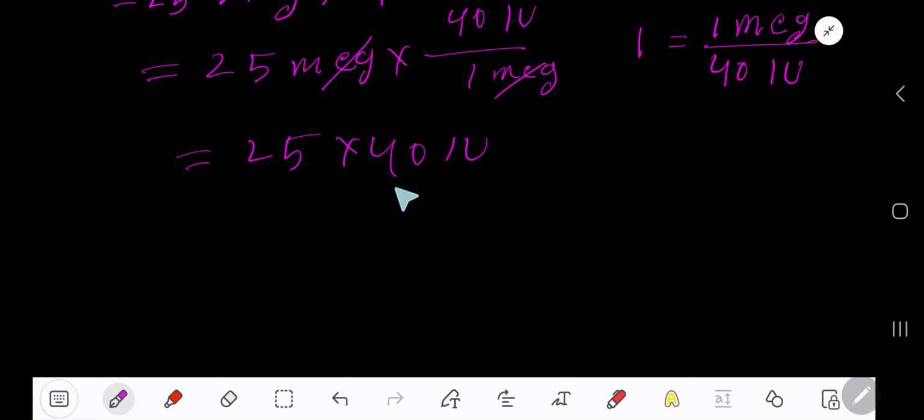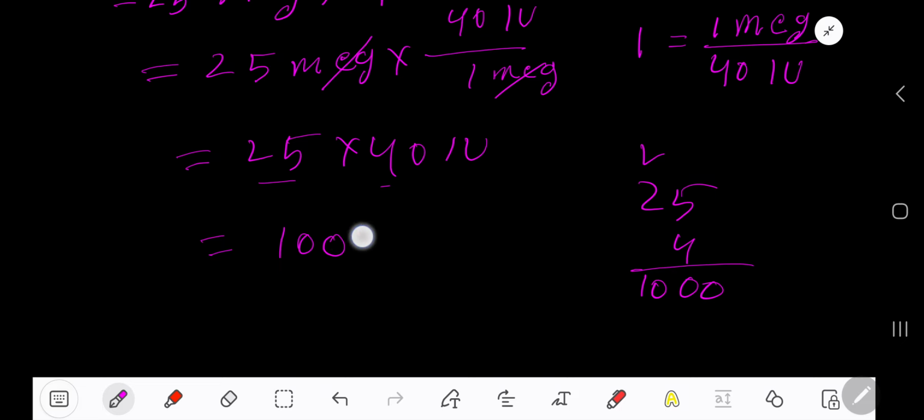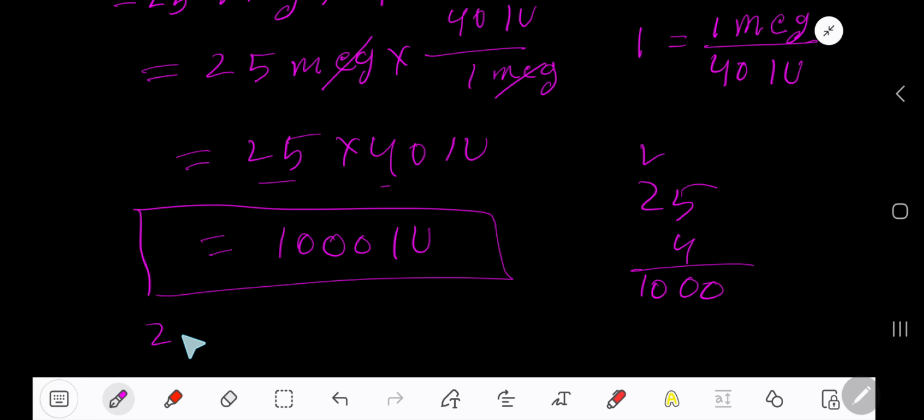So just multiply 4 times 25. 4 times 5, 20, write 0, carry 2, 4 times 2, 8, plus 2 is 10. Add this 0. That is 1000 international unit. So 25 microgram is equal to 1000 international unit vitamin D.